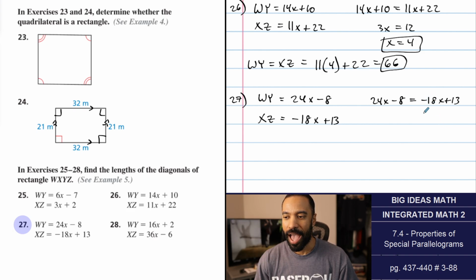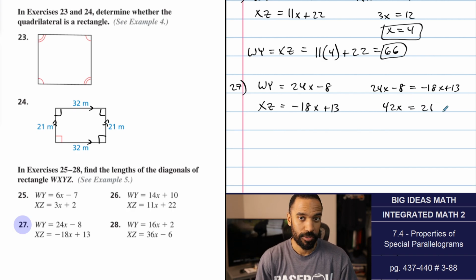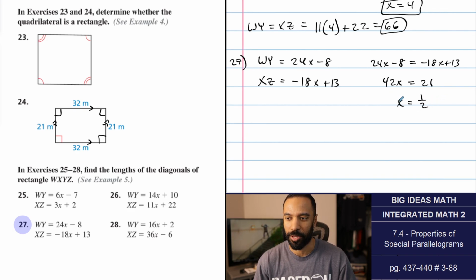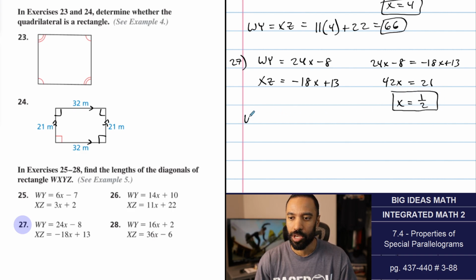Okay, I get to add 18x to both sides to get 42x. I get to add 8 to both sides to get 21. See, I spoke too soon. Now we're going to have a fraction. Divide by 42. 21 over 42 reduces to 1/2. Okay, I know a lot of people like to say 0.5. There's nothing wrong with saying 0.5, but I'm going to keep it as 1/2. So WY equal to XZ.